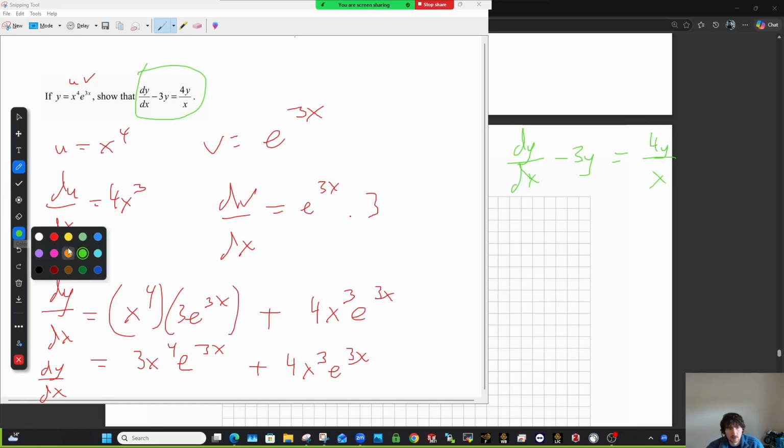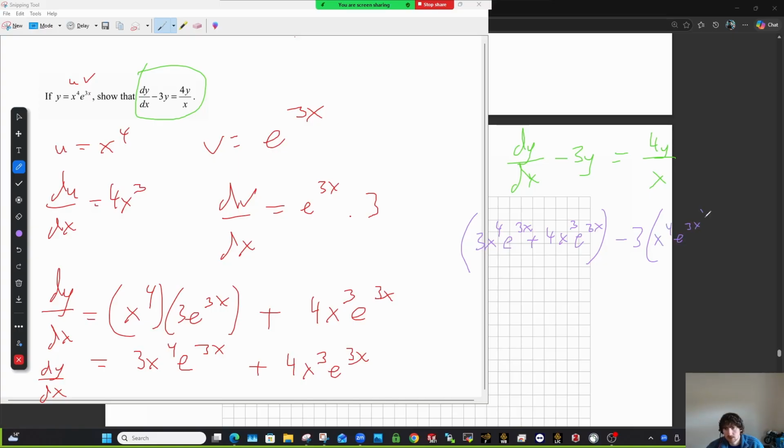So then putting in, let me get a good color for this, I'll use purple. So in for this first guy, we're putting what we worked it out to be, down there in red, plus 4x to the 3, e to the 3x. Take away 3 times y. What's y? Y was this original thing up here, x to the 4, e to the 3x. And we're checking if that's equal to 4 times y over x. So hopefully you can realize that that's going to be 4 x to the 3 e to the 3x. Why is it x to the 3? Because you have an x to the 4 on top and an x on the bottom. Straightforward stuff.